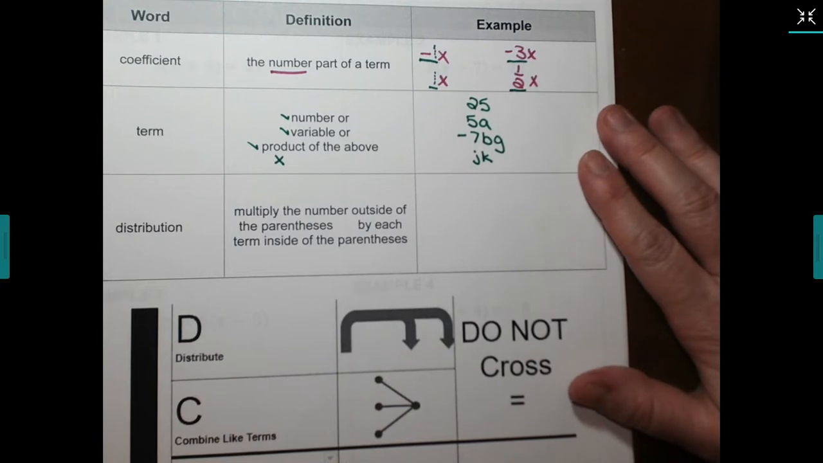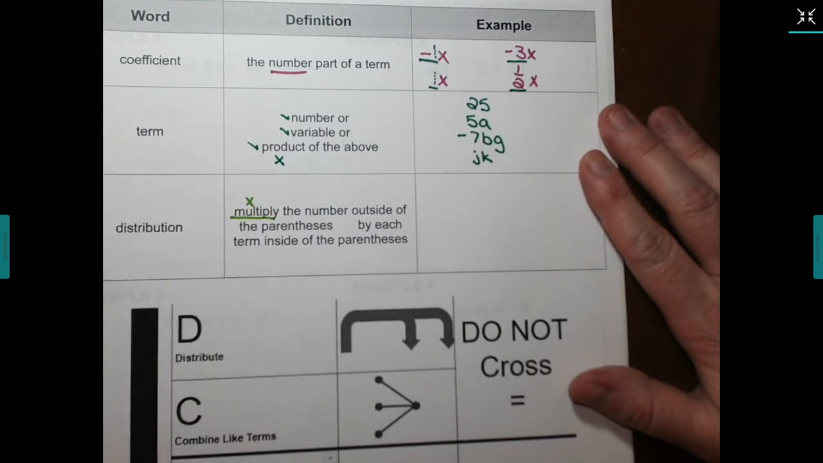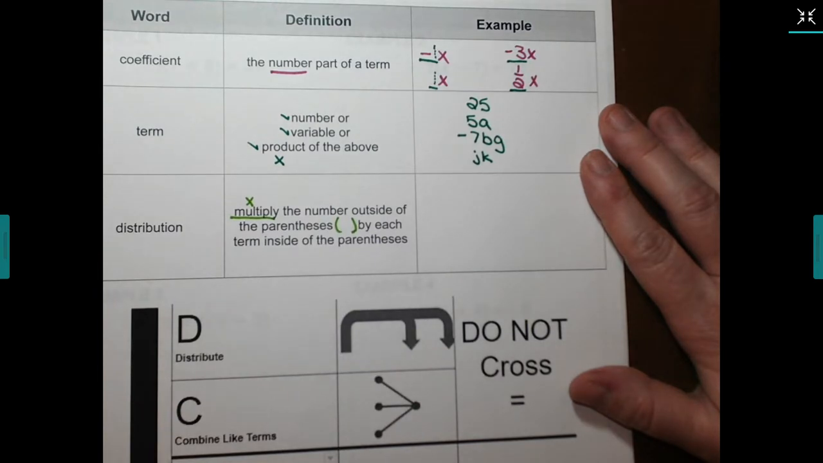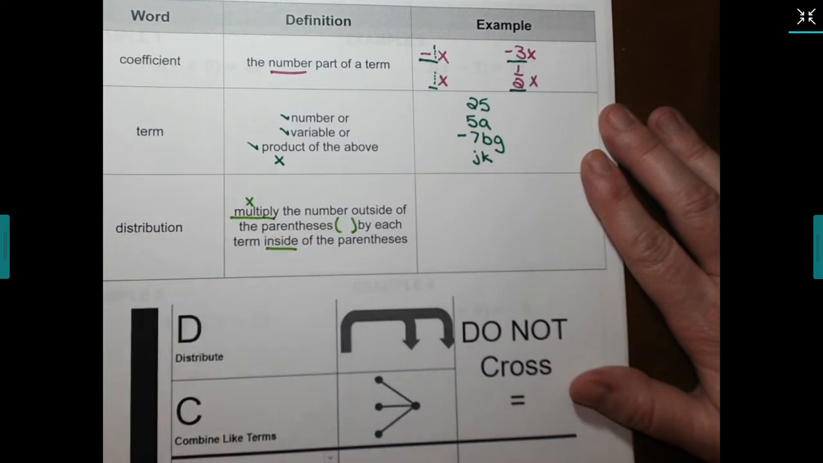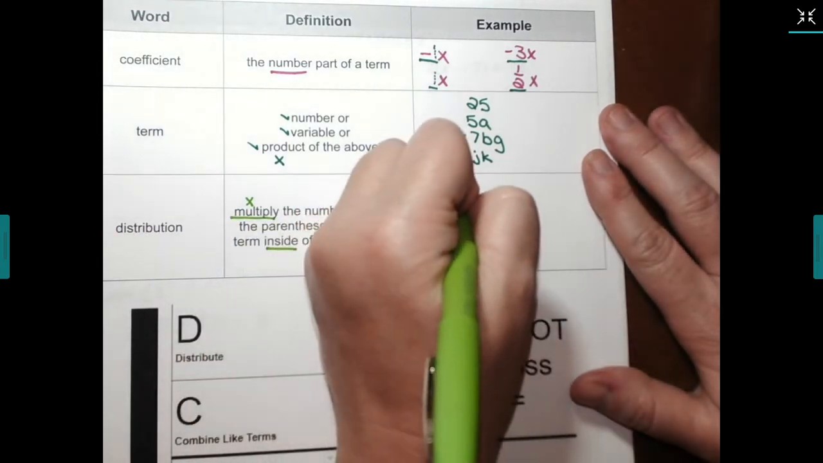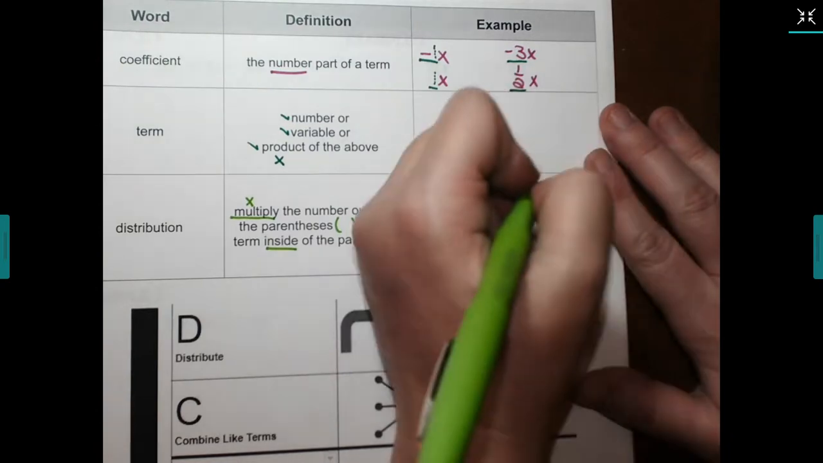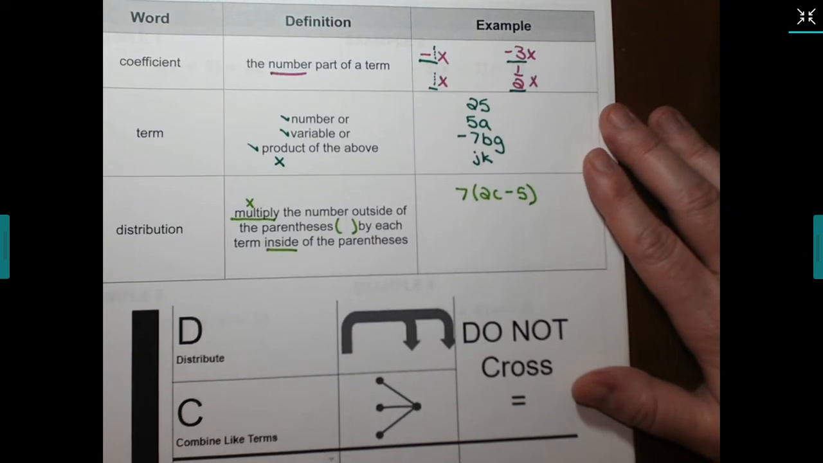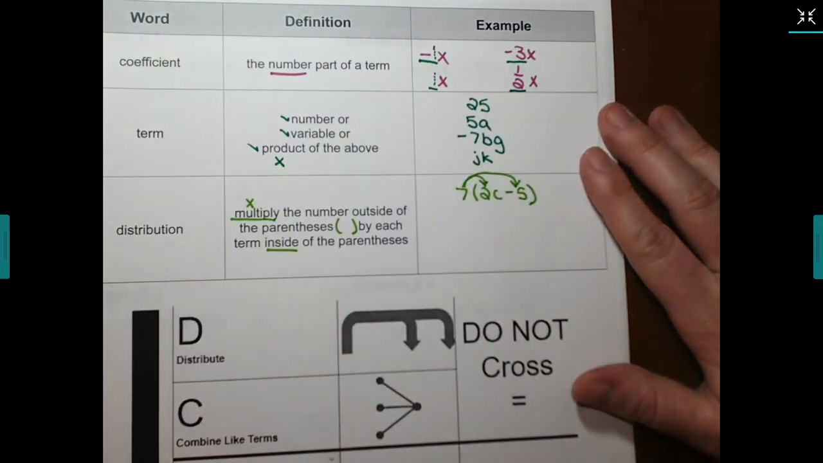Okay, distribution is when you multiply the number outside of the parentheses, this is parentheses, by each term inside of the parentheses. So for example, if I have 7 times 2c minus 5, I can distribute that 7 and multiply it by my 2c and multiply it by my negative 5. First up, our favorite, the arrows. We love them. We love them.